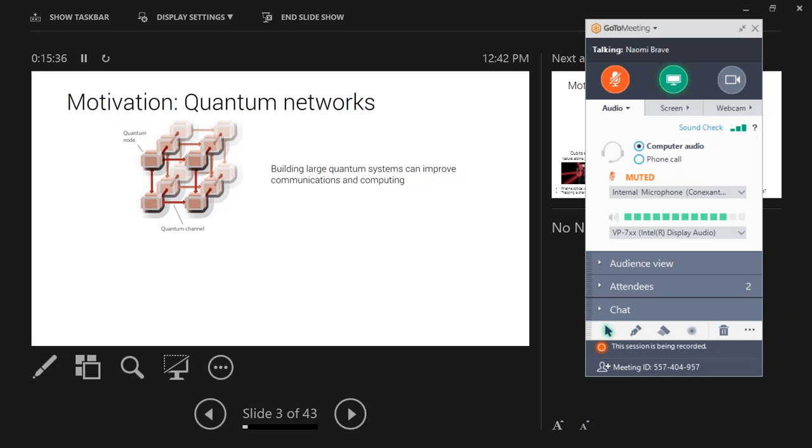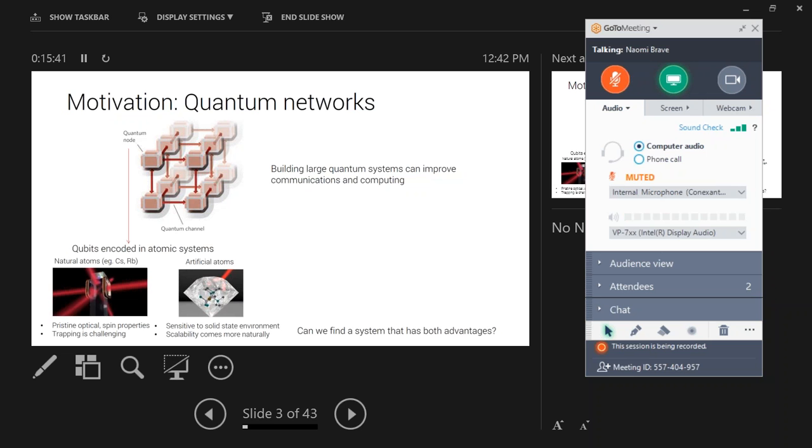So let's dig a bit deeper and talk about what are the ingredients of a quantum network. So quantum nodes are usually comprised of at least one qubit or a few qubits, and these qubits are encoded in atomic systems. So atomic systems can basically be atoms, natural atoms. So these have been the workhorse of the field of quantum optics. So single atoms like cesium and rubidium are trapped by laser beams. And then you basically encode information in the internal levels of these atoms and use them as qubits.